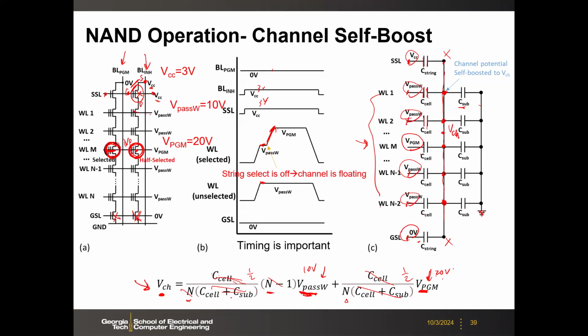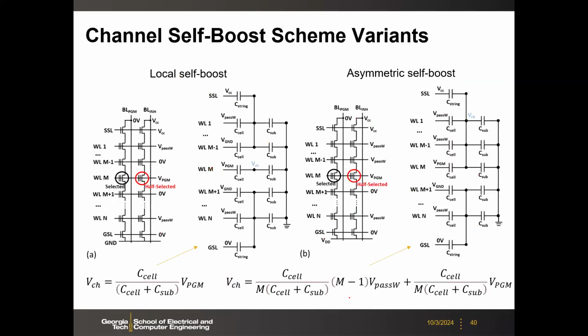So you see that mostly this will be determined by the first term. If C cell is the same as C sub, then this is just half, and this is like 10 volts, and then you only get like 5 volts, to the first order, okay? Because this second one, 20 volt, is diminished, right? Divided by 64, then it's almost nothing. So then the efficiency is not that good. So you can improve this a little bit.